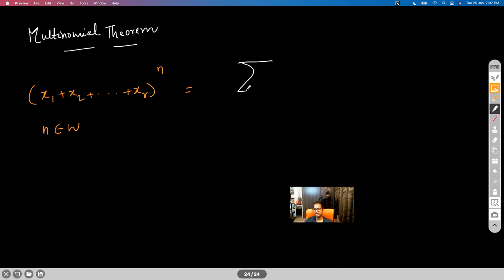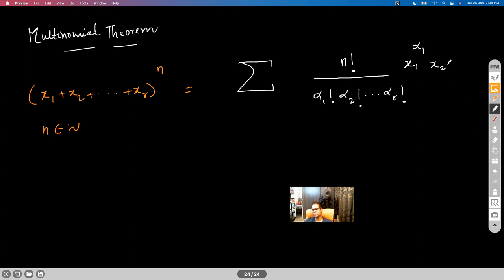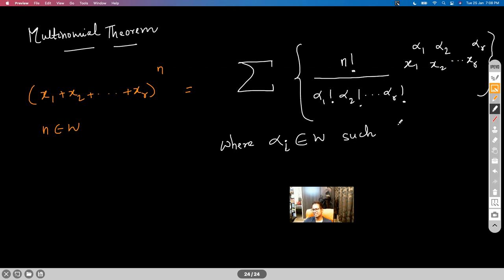This expression, again, I'm going to give to you without any proof. Note this expression down. It is the summation of n factorial upon alpha 1 factorial, alpha 2 factorial, till alpha r factorial, times x1 to the power alpha 1, x2 to the power alpha 2, till xr to the power alpha r, where the alpha i's are all whole numbers such that their sum is equal to n. I know it's a very ugly expression to look at, but I'll give an example to illustrate this.